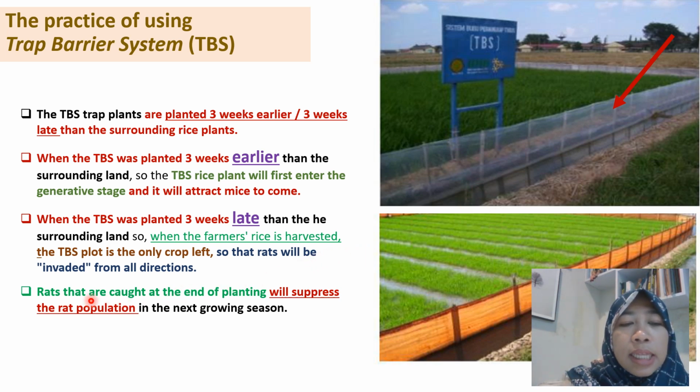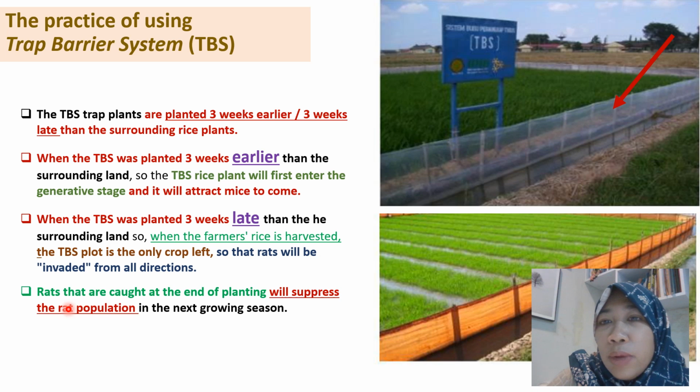And the rats that are caught at the end of the planting will suppress the rat population in the next growing season. Yeah, it's really possible because as we know, the life cycle of the rat is really fast, and they can produce many young rats, many descendants, or many anakan.